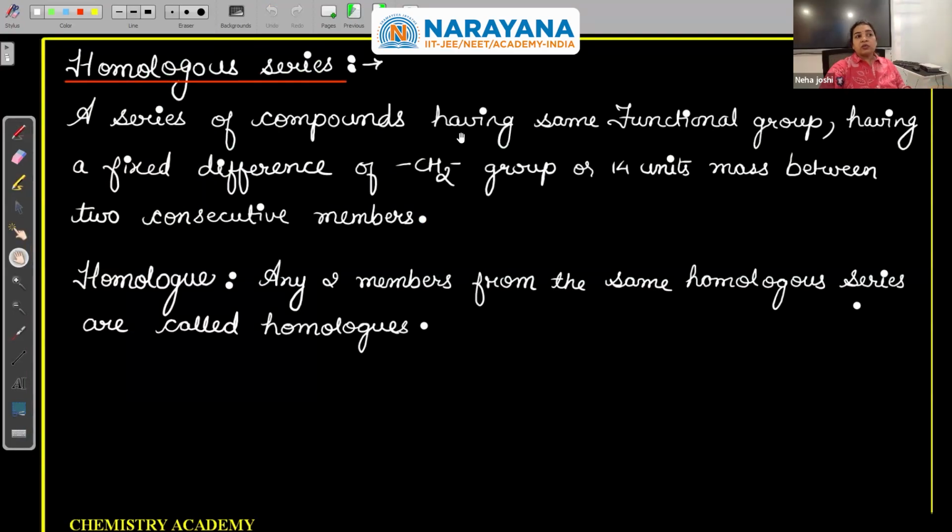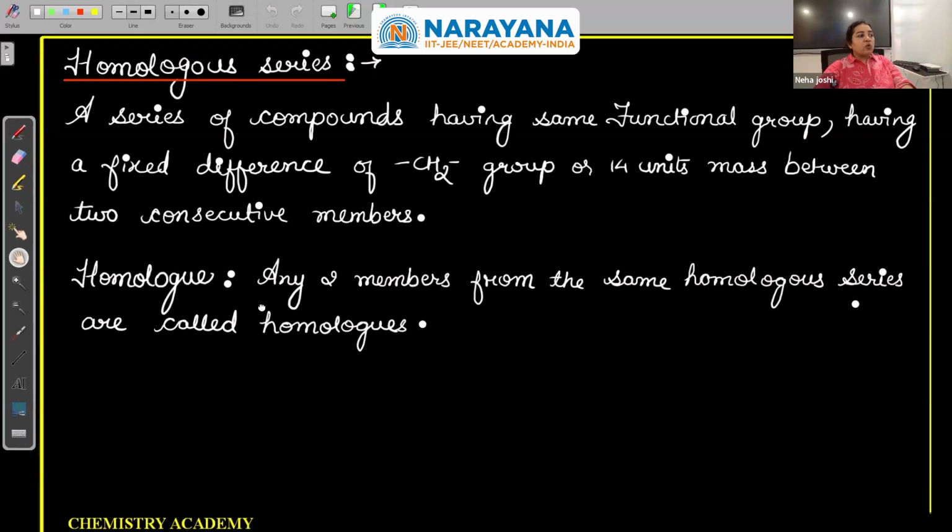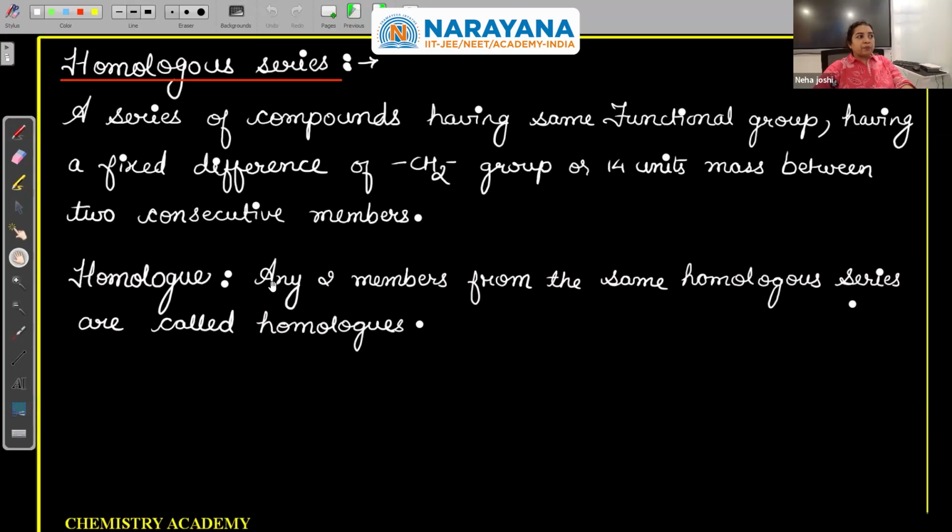A series of compounds having the same functional group, having a fixed difference of CH2 or 14 units mass between two consecutive members, is called a homologous series. But a homologue is any two members of that series. We do not look for consecutive members. Any two members in that series will be referred to as homologues of each other, like methane and decane. They are very much homologues of each other.